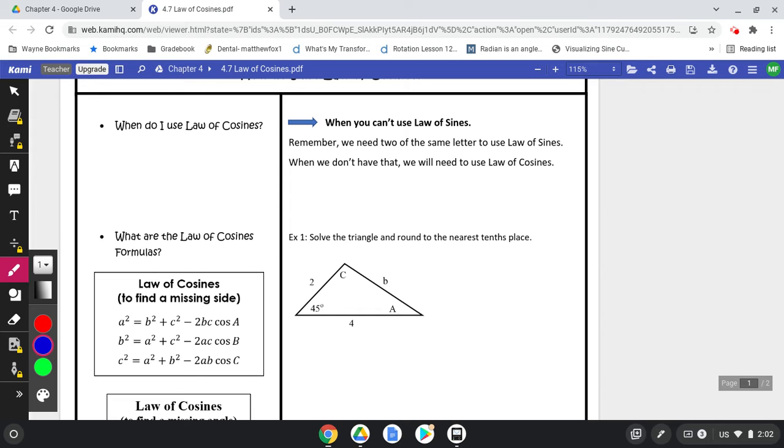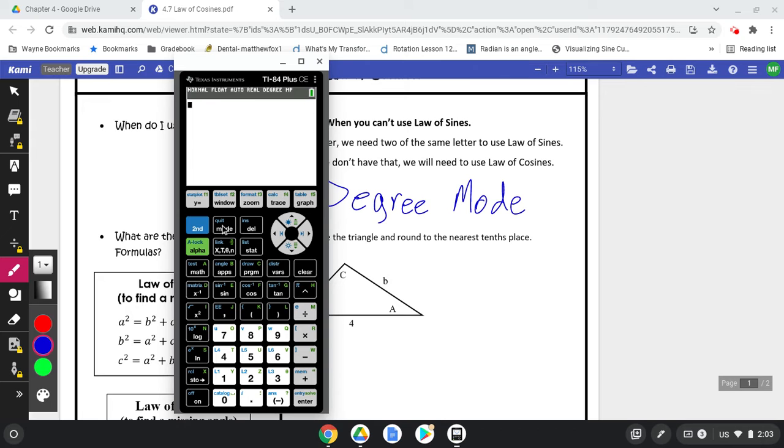Now, the first thing I want to point out to you is degree mode. Make sure you are in degree mode. If you're not, hit mode, change it to degree mode, then second quit will get you out of that, okay? I'm already in degree mode, but if not, hit mode, change it, then second quit gets you out, okay?